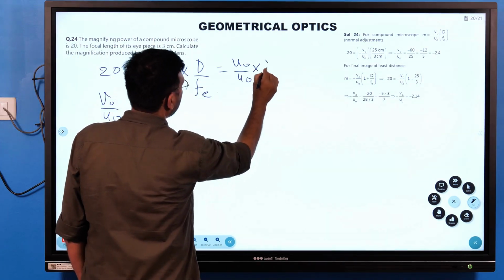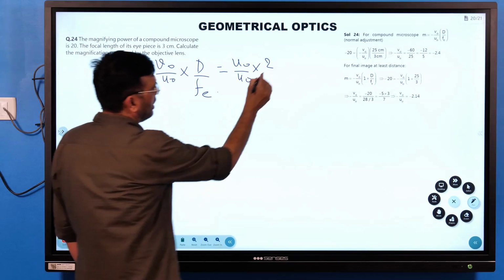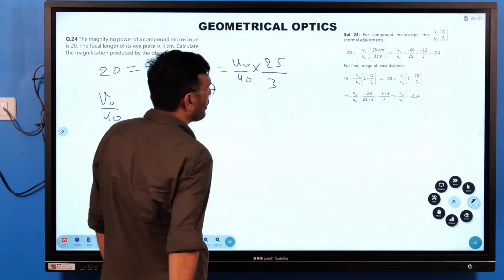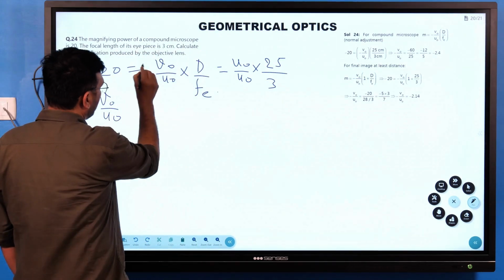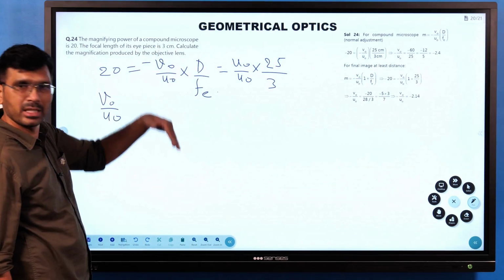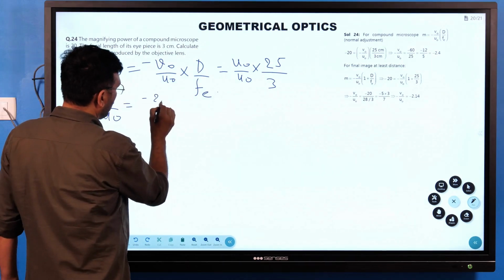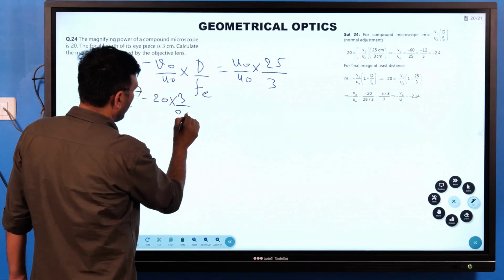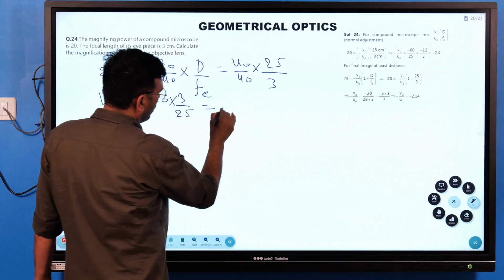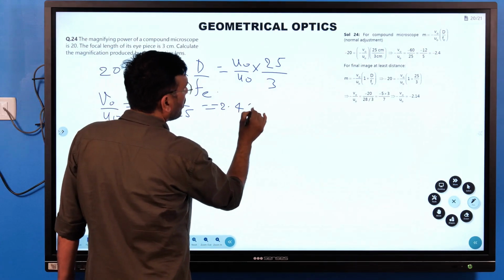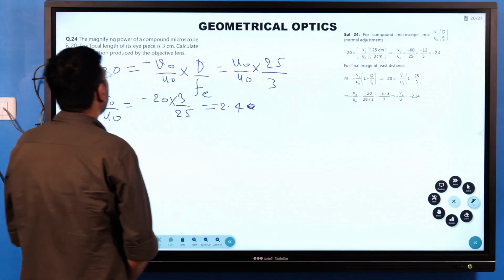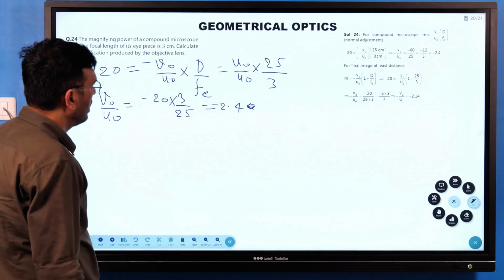And D is the least distance of distinct vision, so 25, and F is 3. And a minus sign will come because the final image is inverted, so I am putting a minus sign here. So V naught by U naught will become minus 20 into 3 by 25, so that is minus 2.4.